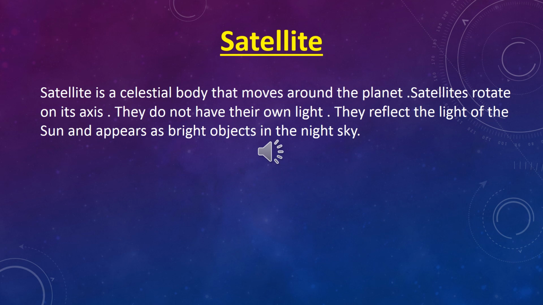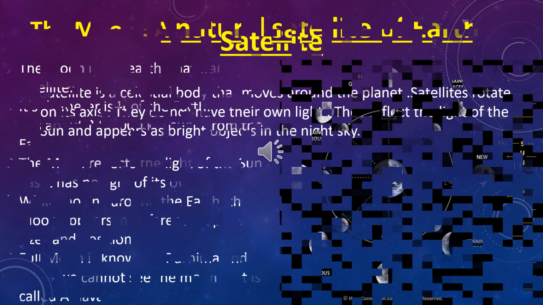Now comes the satellite. Satellite is a celestial body that moves around the planet in the same way as the planet moves around the Sun. Satellite rotates on its axis. They do not have their own light. They reflect the light of the Sun and appear as bright objects in the night sky, though they don't have any light of their own.